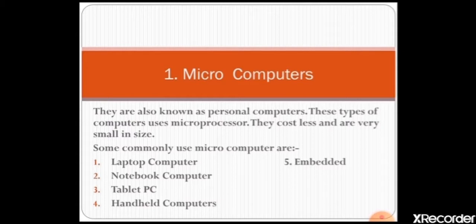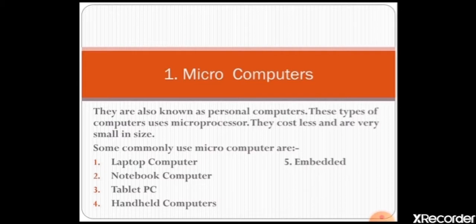Third is tablet. Tablet PCs look similar to our laptop. The only difference is that a tablet PC does not have a keyboard. It has a touch screen which is used to write directly on the screen rather than typing on the keyboard. Examples of tablets are Apple iPad and Galaxy Tab.